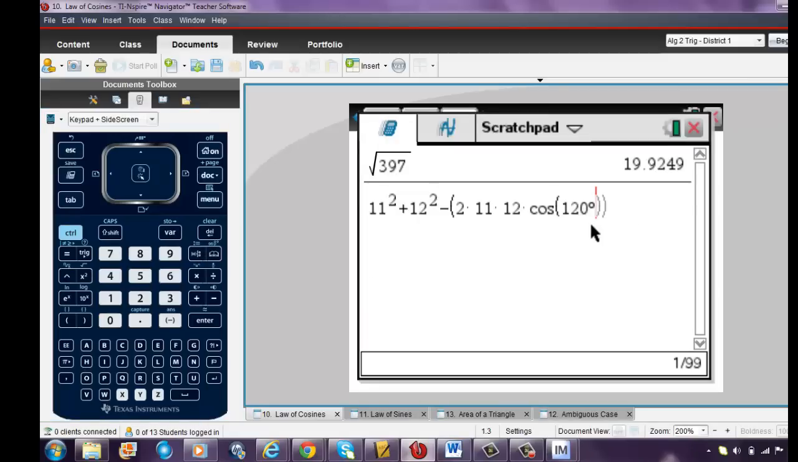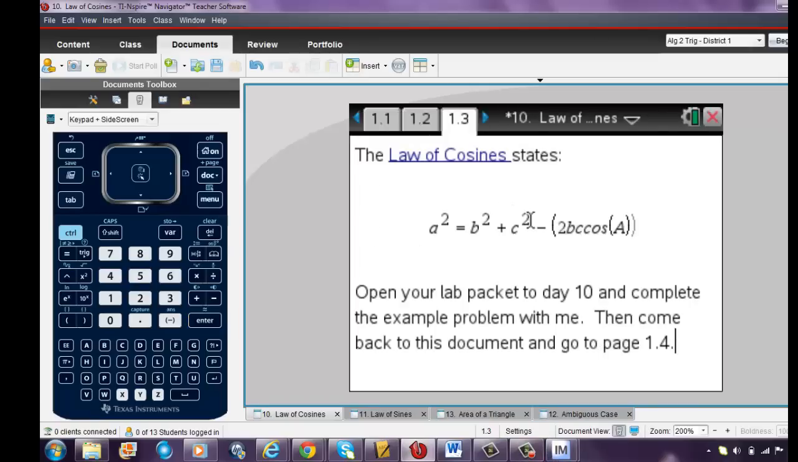Or if you want to be extra careful and you really know your unit circle well, which you all should, you could just type in -1/2 here, because that is the cosine of 120. Okay, and when you press enter, there's your 397, just like we got without our calculator. And from there, of course, you would square root your previous answer and be done. So we've done the example problem. It says let's go to page 1-4 now on our Inspire document.